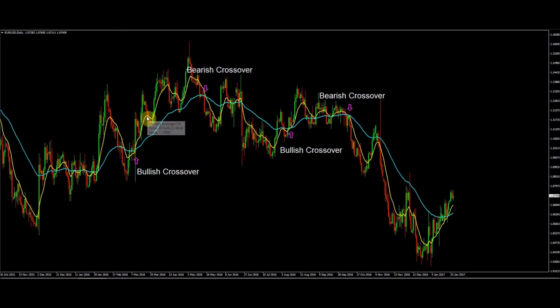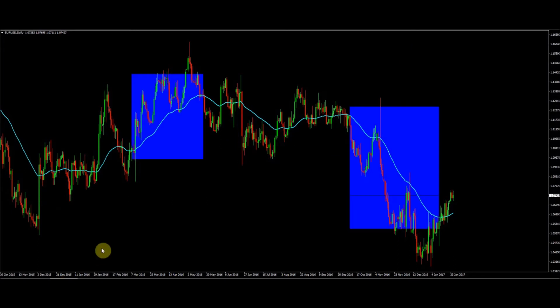As you can see, we're using the 50 exponential moving average, which is much slower than the 10 exponential moving average. Now, let us talk about the most common techniques for using moving averages. The first is recognizing the trend bias. Rising moving averages indicate a bullish trend, while falling moving averages indicate a bearish trend.